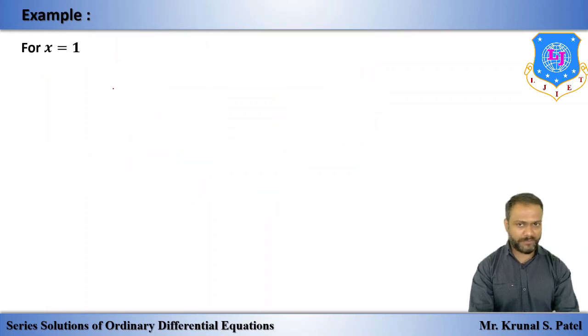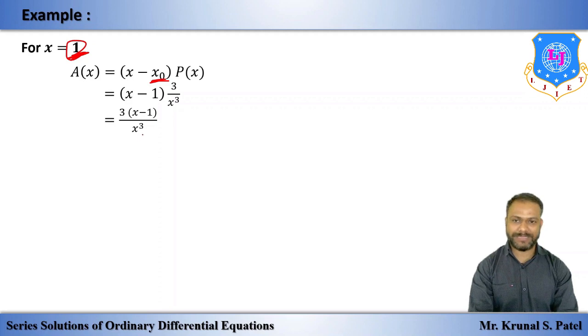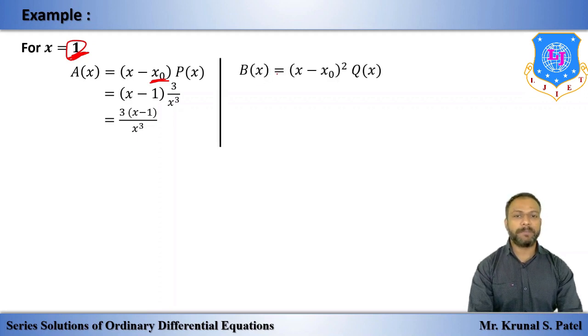In the same way, we will check for x is equal to 1. For x is equal to 1, first we will find a of x, that means x minus x0 into p of x. Now we will put x0 is equal to this one. So x minus 1 into this. So we have 3 into x minus 1 upon x cube as it is. Similarly we have b of x, x minus x0 whole square into q of x. We will put x0 is equal to this one. And by canceling this out, we have remaining 7 into x minus 1 upon x square.